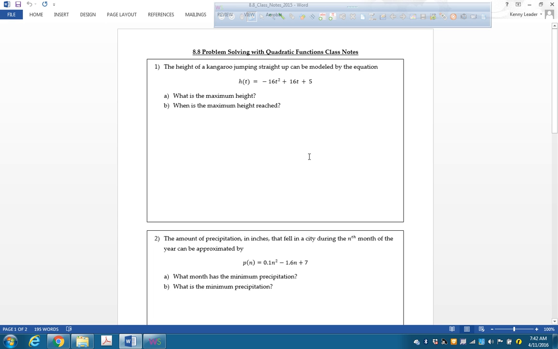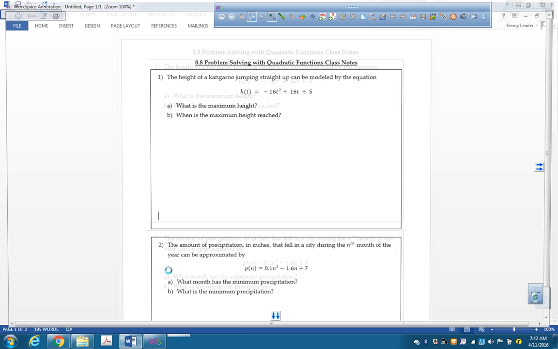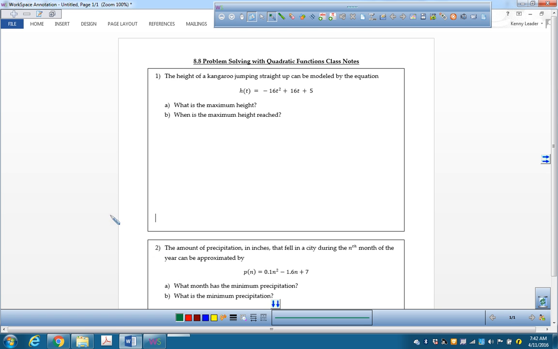Go over a few of these word problems. So a lot of things, as David discovered, can be modeled with quadratic equations. This particular quadratic equation, does anyone know what the acceleration due to gravity is? 9.8 meters per second squared, but it's also 32 feet per second squared. Okay? And this number right here, this 16, is half of that.